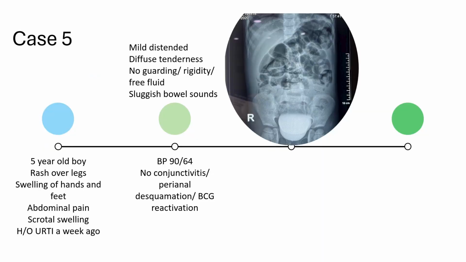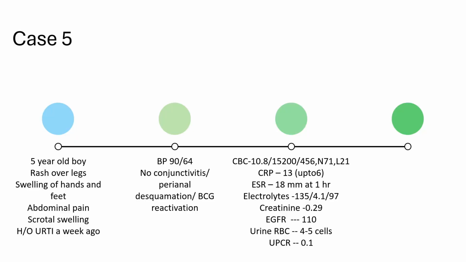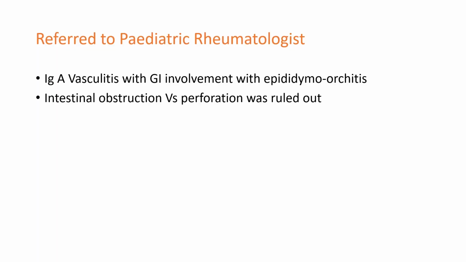The child was treated initially symptomatically, but his abdominal symptoms continued to persist, and the child was in severe pain. At that point an X-ray was ordered, which showed multiple air-trapped bowel loops. However, there was no air fluid level. The child's inflammatory markers were mildly elevated. At this point, the practicing pediatrician ordered a CT and a sonography, which showed circumferential thickening in the ileum and sigmoid colon, and the child was then referred for management. So this child had IgA vasculitis with severe GI involvement and epididymo-orchitis.